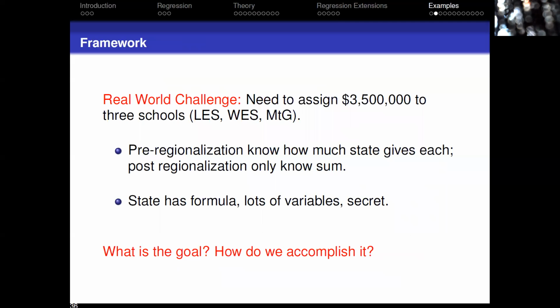So I serve on a regional school committee. The following is a true real-world example. We needed to assign about $3.5 million in Chapter 70 funds to 3 schools: Williamstown Elementary, Lanesboro Elementary, and Mount Greylock. A couple of years ago, when I started serving, there were 3 school districts.